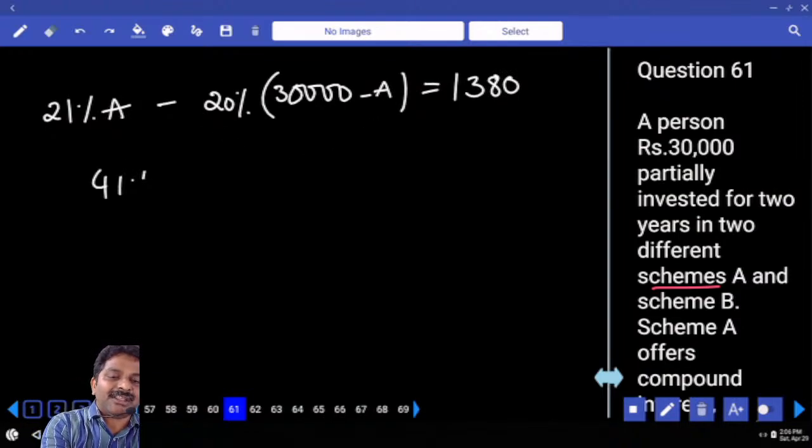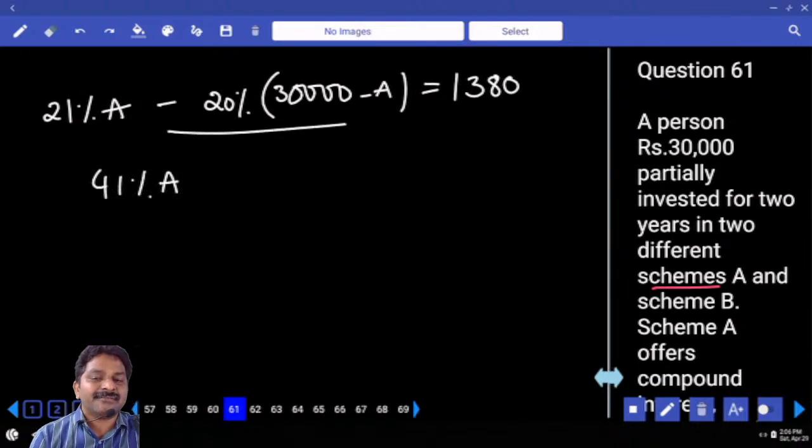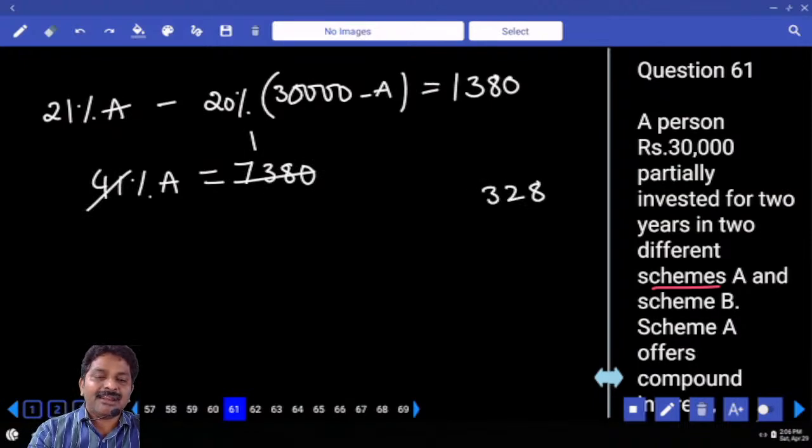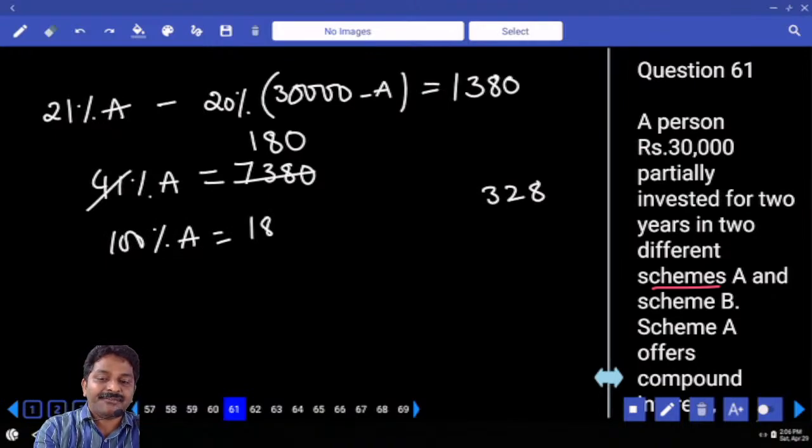That means this is 41% of A. 20% of this number, 6,000, which is a negative number, goes to the right hand side and becomes positive. Correct? 1380 plus 6,000 is 7380, 41 once, 32 and then 8, which is 8 times and then 0. That means 1% of A is equal to positive 180. We can write A or 1 into A or 100% of A. 100% of A should be 18,000. And that's what the question asked.